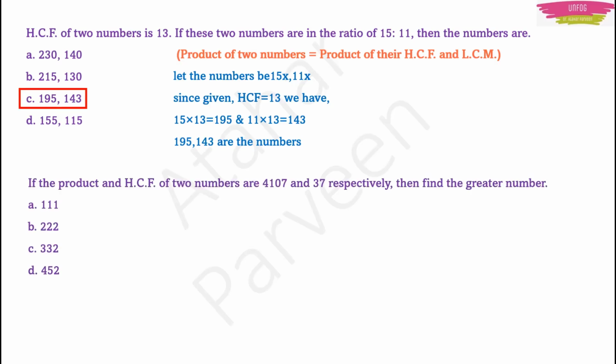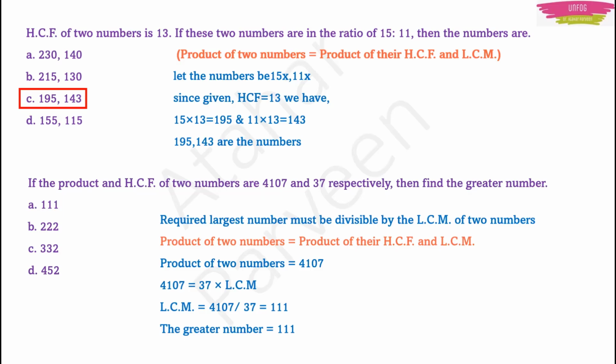Next question. If the product and HCF of 2 numbers are 4107 and 37 respectively, then find the greater number. Here you have to find the greater number and they have given you the product of 2 numbers and HCF of 2 numbers. The product of 2 numbers is 4107 and HCF is 37. They have not given you LCM. You should find the LCM. Once you find the LCM, that will be your greatest number. Here it will be 4107 upon 37. That will give you 111. Option A will be the right answer.